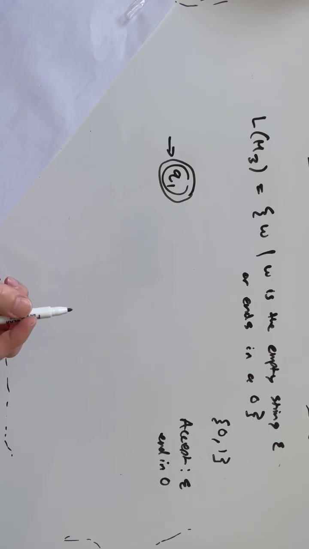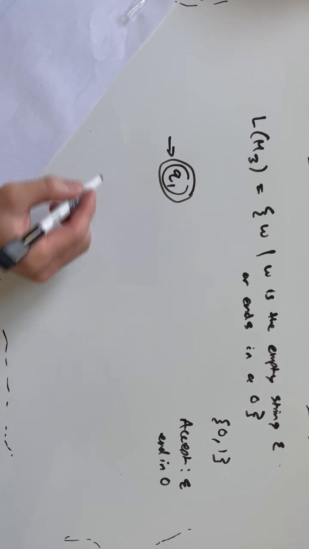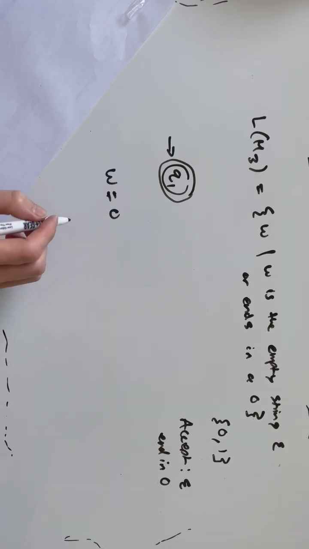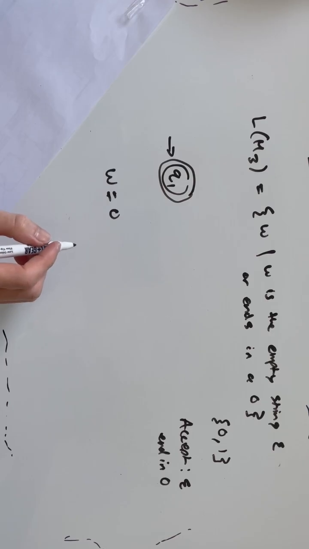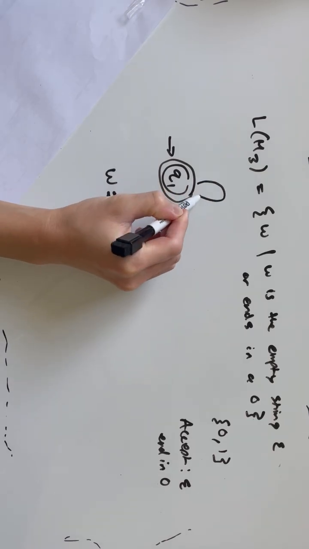Now the next step is to go through each alphabet symbol and see which state it leads to. The first symbol is 0. If your string consists only of 0, that means that it ends in 0, so it is accepted. In fact, if your string consists only of zeros, it is also accepted. So we're going to draw an arrow looping from Q1 back to Q1, like so.